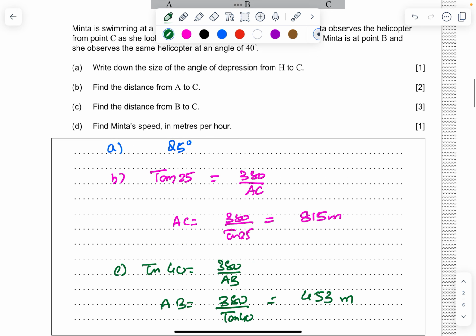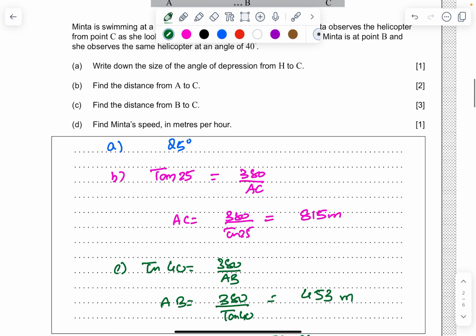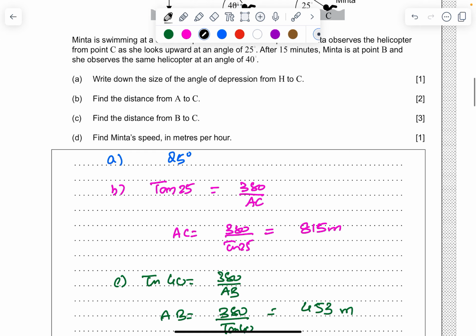Then find Minta's speed in meters per hour.